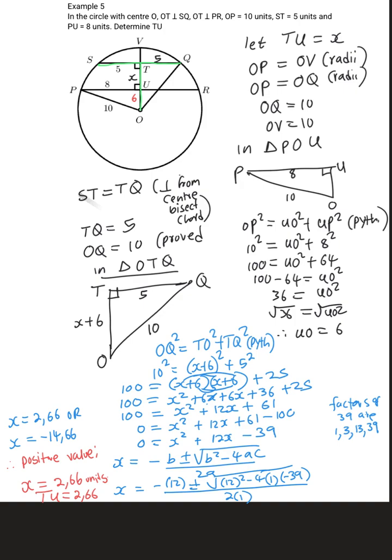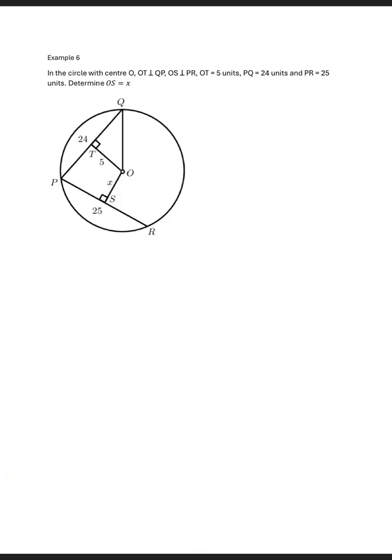And then now we can go on to solve the last question, which is example 6. Example 6 says that in the circle with center O, OT is perpendicular to QP, and OS is perpendicular to PR, and OT is 5 units, PQ is 24, and PR is 25 units. Determine the value of x.